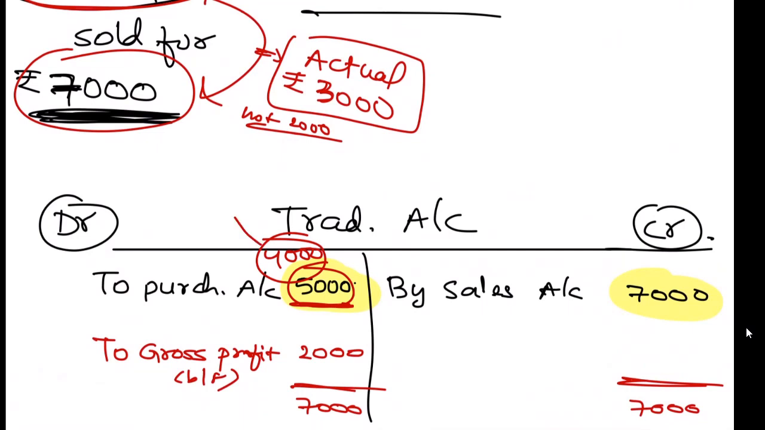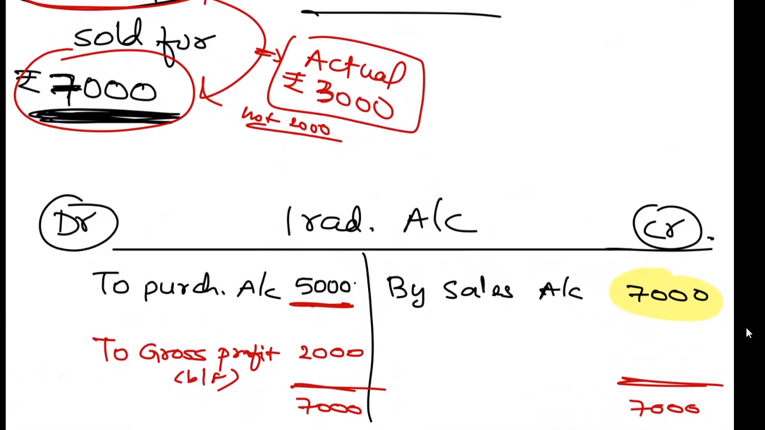Yes. If I write it 4,000, I will call it as adjusted purchase, what it was given in the previous question. But right now, if no information is given, I cannot assume it to be 4,000.